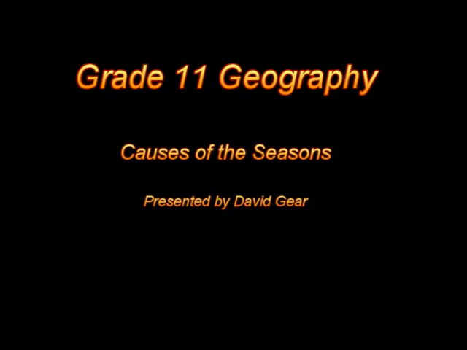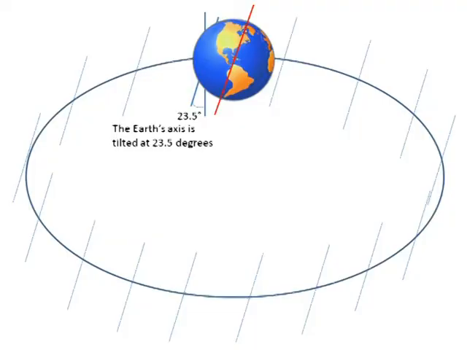Today we're looking at the causes of the seasons. There are two fundamental reasons for the seasons. The first is that the Earth's axis is tilted at 23.5 degrees. The second is that the Earth revolves or orbits around the Sun. I prefer the word orbit because it's in common usage, but many textbooks use the word revolve.